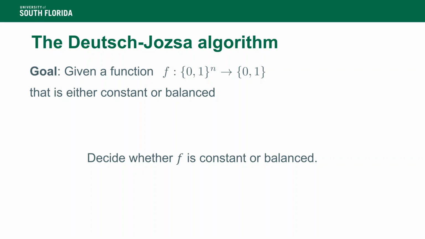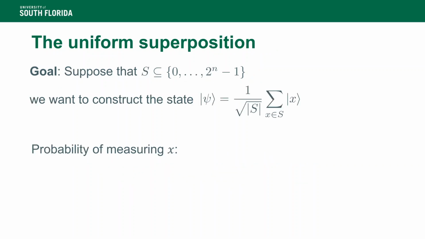So here we assume that we're given a function f, which is a Boolean function. It is from {0,1}^n to {0,1}, and it's either constant or balanced. Constant means that f(x) will be equal to f(0) for every x. Balanced means that there is going to be an equal number of f(x) = 0 and f(y) = 1. And then the problem here is to decide whether f is constant or balanced.